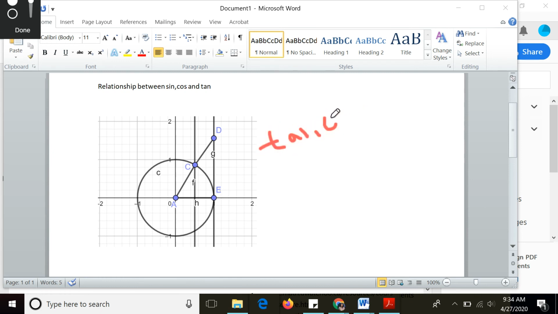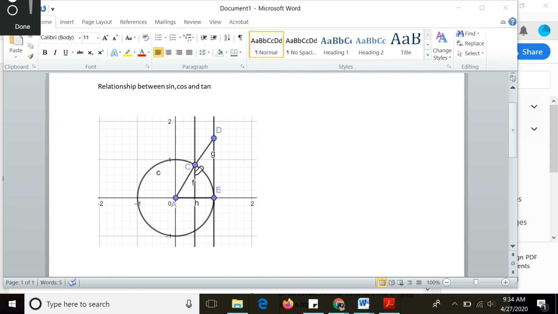Tan theta is opposite over adjacent, so that will become DE over adjacent, and adjacent in this case is going to be 1 because it's a unit circle. So your DE is equal to tan theta, and we already know that this is equal to sine theta, and this is equal to cos theta.